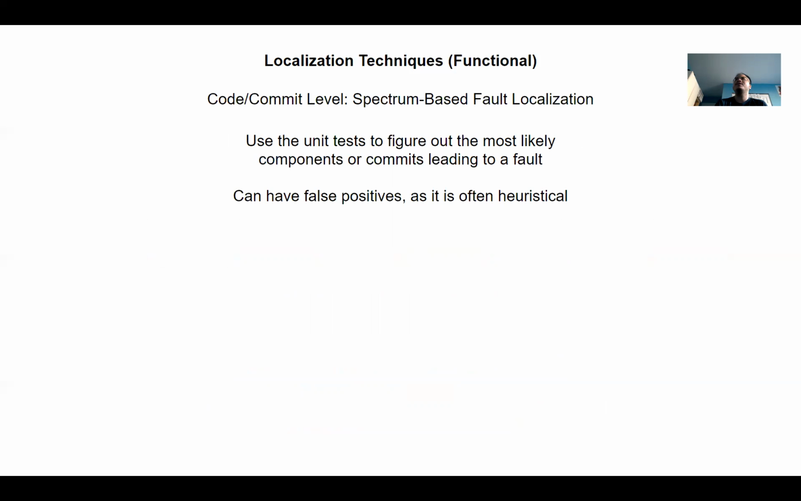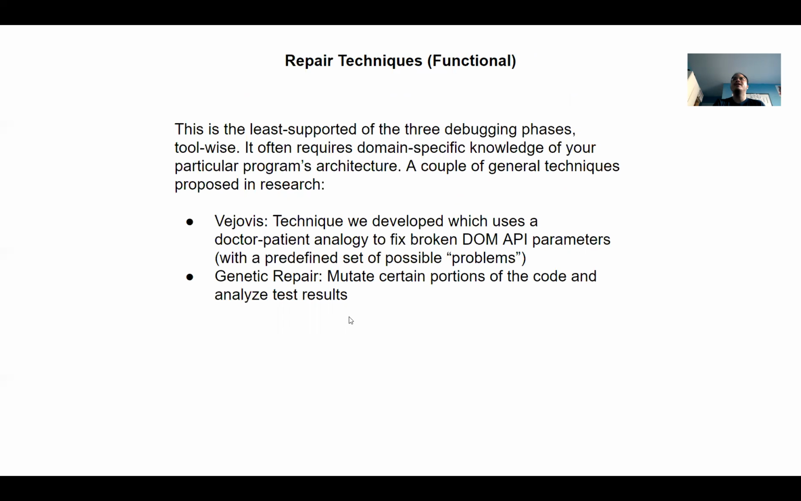All right, and then of course the last one is on repair. So how do we repair functional issues? I would say that in terms of tooling, this is probably the least supported of the three phases. But there are a couple of tools that people have proposed. One of them is my tool, called Vajovis. It's a technique that uses the doctor-patient analogy to fix DOM API parameters that are broken. So it's very localized towards a very specific type of bug, but it's a repair technique nonetheless.